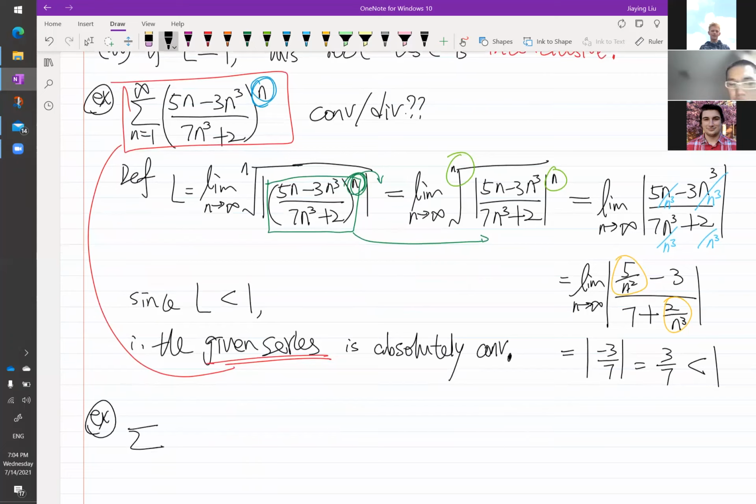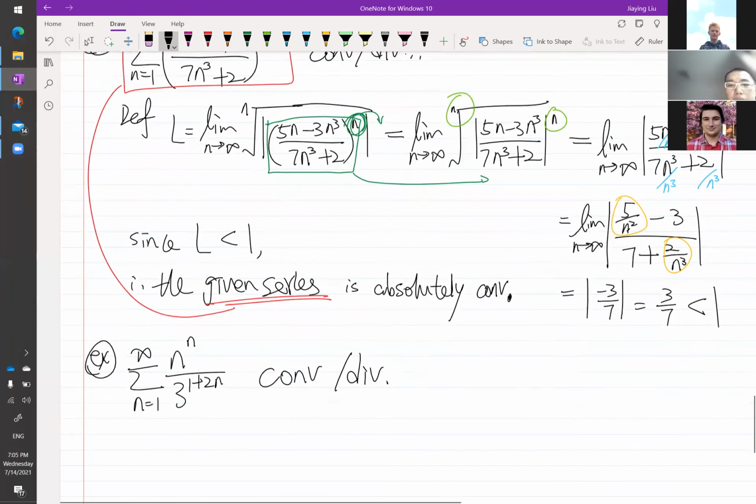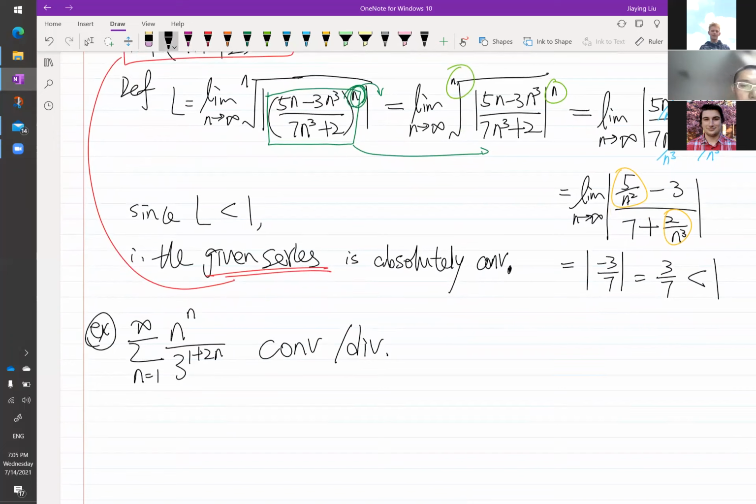This example will give you a series n raised to the nth power divided by 3 to the 1 plus 2n. The 1 plus 2n is the exponent of 3, for n going from 1 to infinity. We want to know if this is convergent or divergent. I'm going to try to use the root test, because I noticed that there's an n as the nth power of n, and also in the denominator there's an n as the exponent of 3.